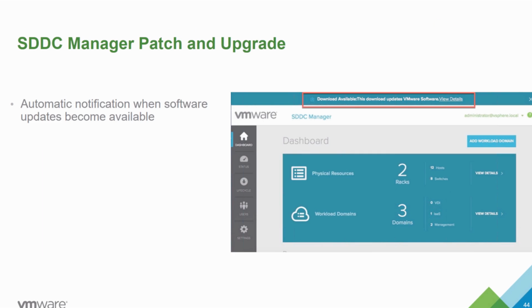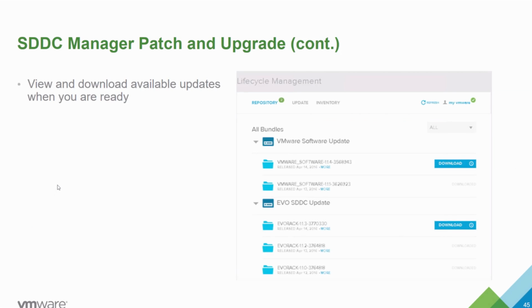So to give you an idea of what the patching and upgrading interfaces look like. You're going to receive an automatic notification when software becomes available. So again, VMware has fully tested the integration of the patches, and it'll make sure that we have complete interoperability between all the different components, and that the risk of failure when it's deployed to you is as low as can be. We'll advertise it, as you see in the red box there, highlighted for you. Hey, there's an update. You can view and download the available updates whenever you're ready.